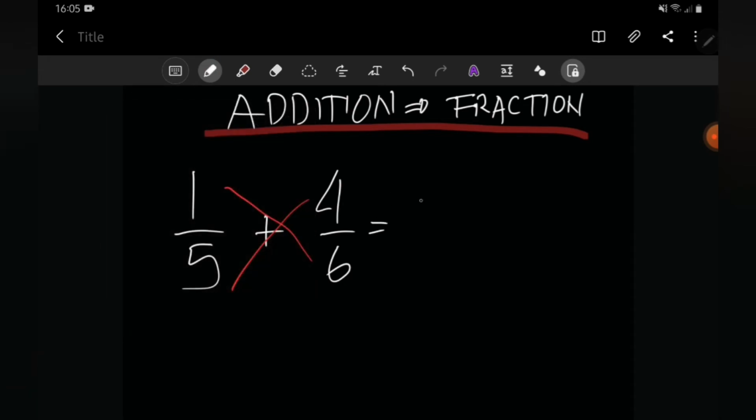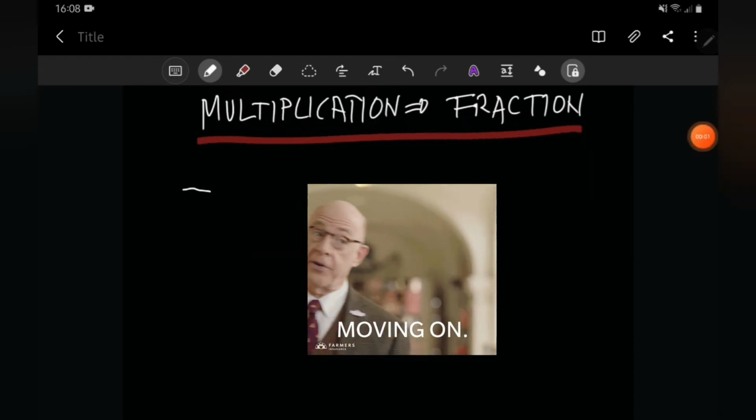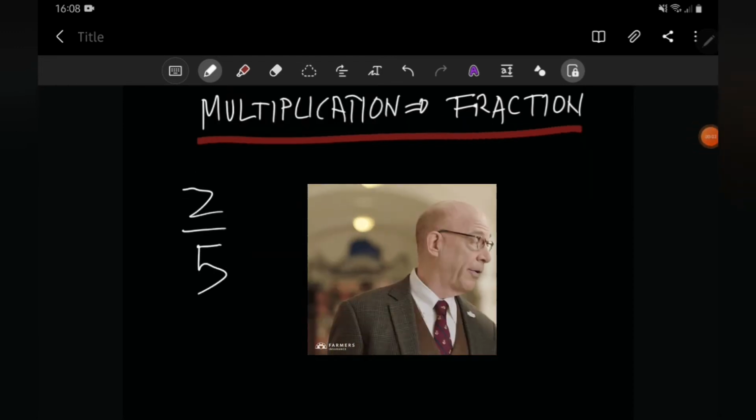1 times 6 with 5 times 4. We put 1 times 6 first and then continue by 5 times 4 equals 20. And the down number we put 5 times 6, so equal 30. And then 6 plus 20 equals 26 over 30. You can simplify this by dividing both numbers with the same number. It is 2, so 26 divided by 2 is 13, 30 divided by 2 is 15. The answer is 13/15.